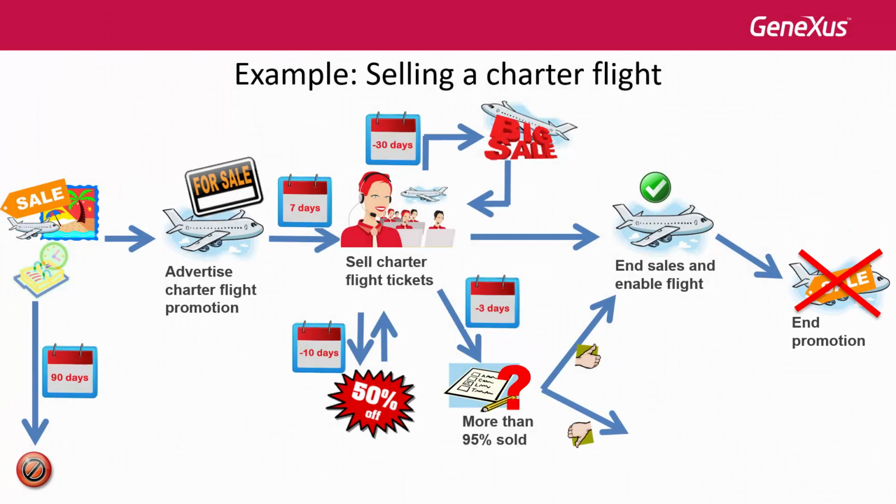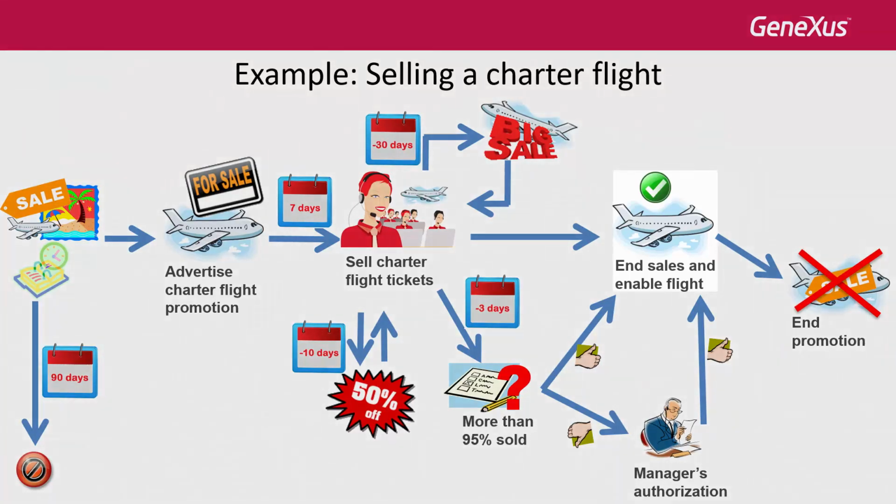If less than 95% of the flight tickets have been sold, an authorization from the travel agency management is requested to confirm whether the flight will depart or be canceled due to not meeting the objective of selling most of the seats available. Once the flight is authorized, it's enabled, the promotion is removed, and the process is ended. If the travel agency management doesn't authorize the flight, the promotion is removed and the process is ended.